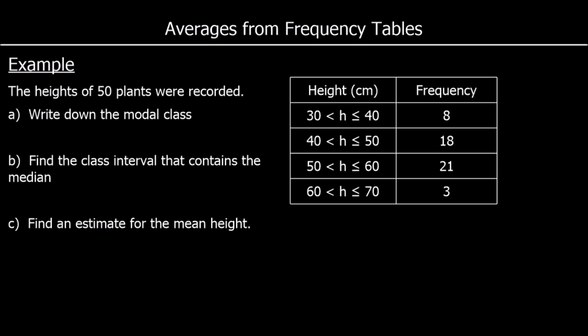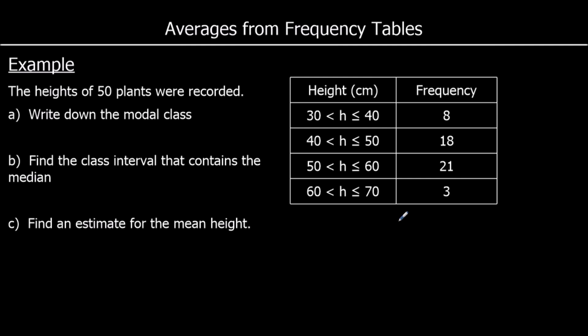In this example, you can see that the table has ranges of values. So instead of knowing the exact value, in this case the height of plants, instead of knowing the exact height of the plants, we just know a range. So we know there are 8 plants between 30 and 40 centimeters. There are 18 plants between 40 and 50 centimeters. There are 21 between 50 and 60, and there are 3 between 60 and 70. So we don't know the exact heights, but we know a range that the heights are in.